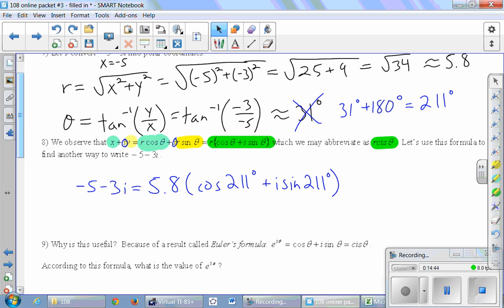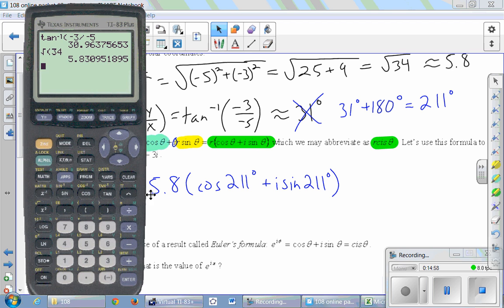So all we did was use our nifty little formula here that says x plus iy is really r times cosine theta plus i sine of theta, provided you get the right r and the right theta. So is there any reason you should believe that? Well, sure. Let's take a look and see if the calculator can confirm.